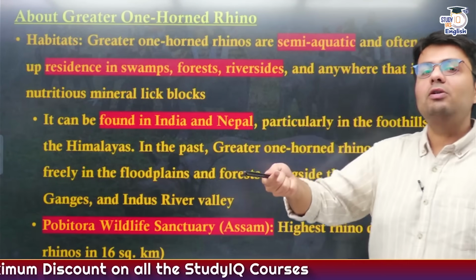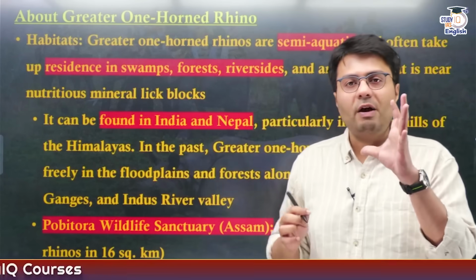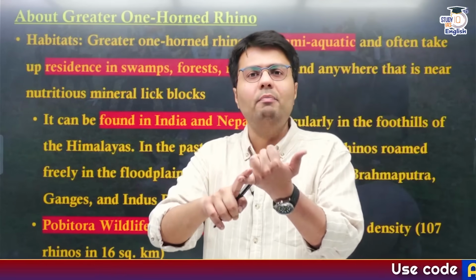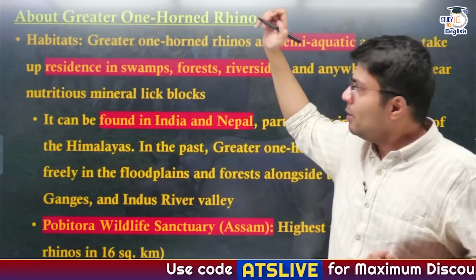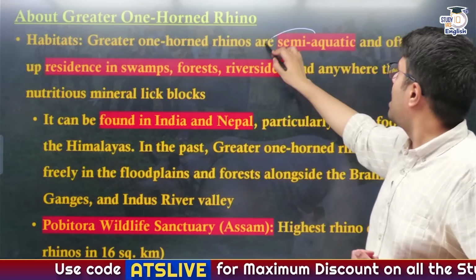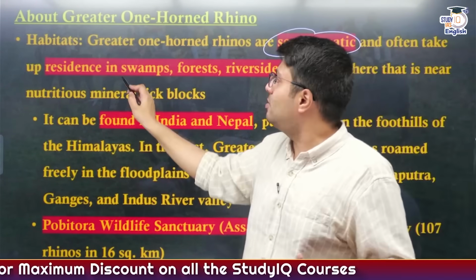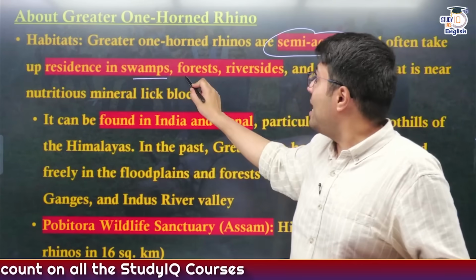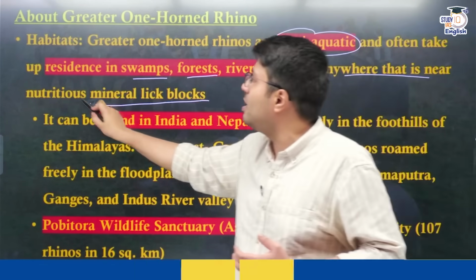Now, the habitats of this species. I told you the three important features that we have to understand about any species: habits, habitats, as well as protection status. So let us start with habitats first. The greater one-horned rhinoceros is a semi-aquatic animal. It often takes precedence in forests, swamp areas, riversides, and anywhere that is near mineral-rich lake beds.